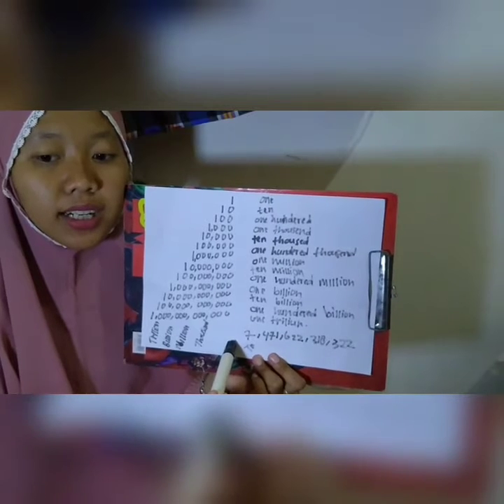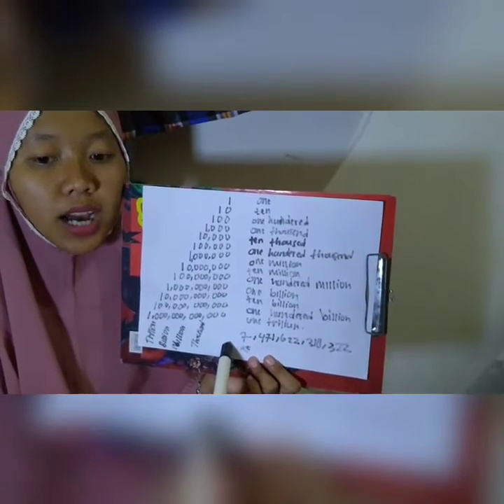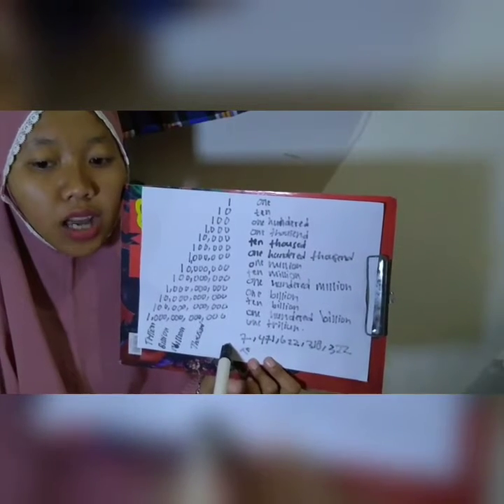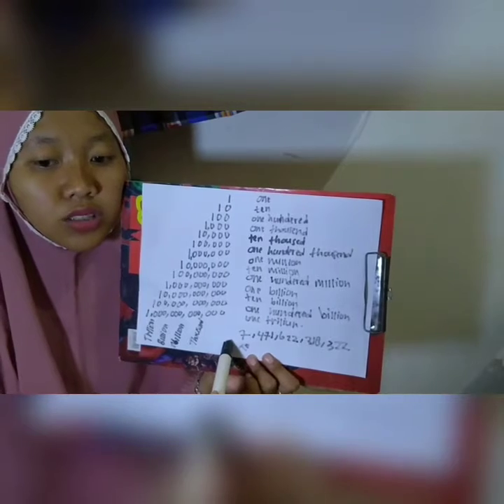Let's say I had the number 7, right here. Now I have to say 1,070,000.